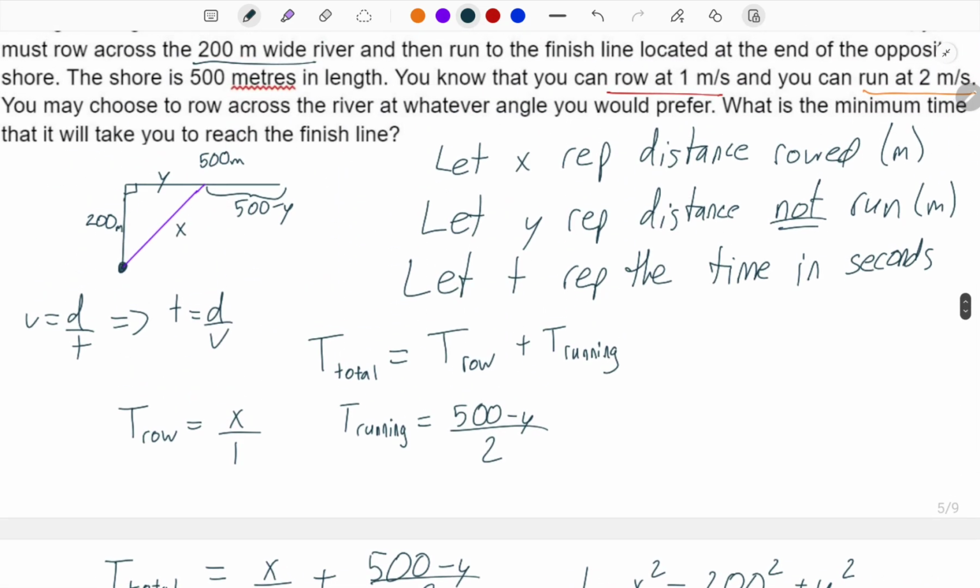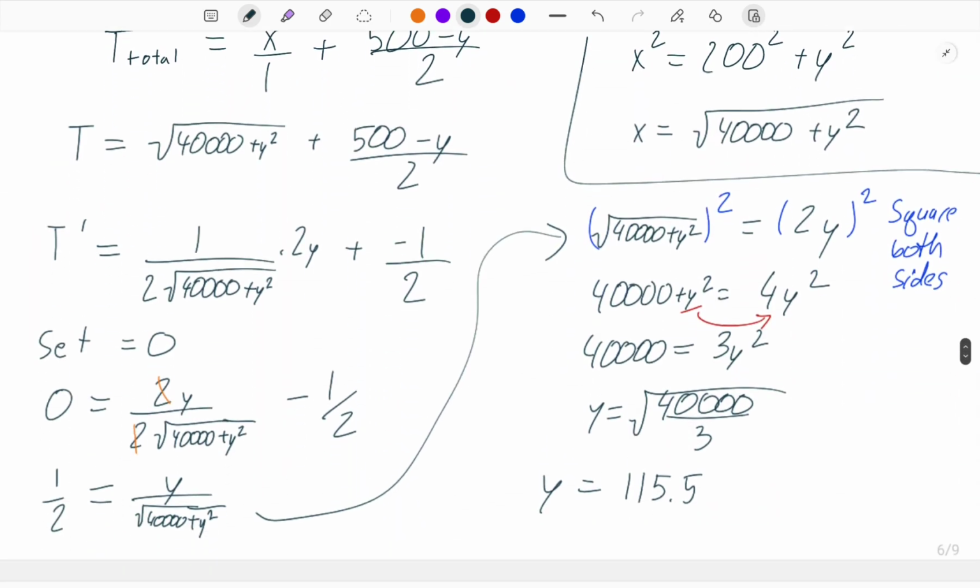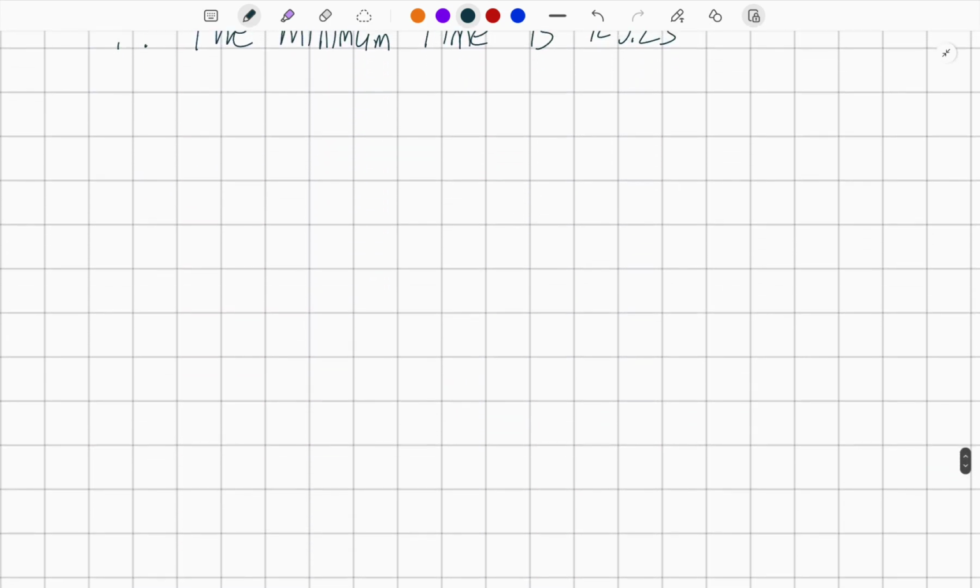And let's just double check. What is the question? Yeah, so how long will it take to reach the finish line? 423.2 seconds if you go across at the right angle.